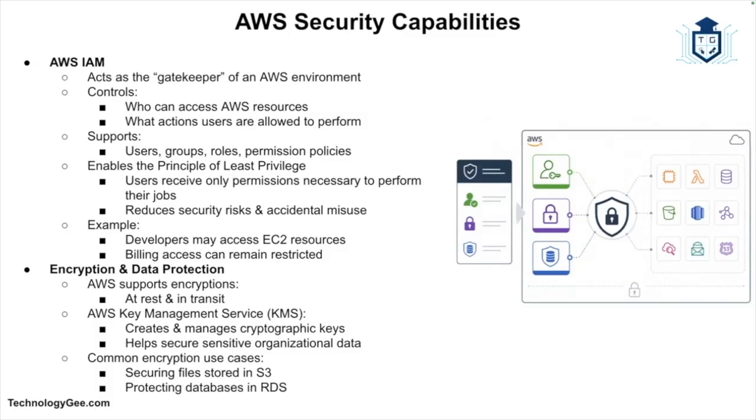Now, another major capability is encryption. And AWS allows you to encrypt data both at rest and in transit. And services like AWS Key Management Service can help you create and manage cryptographic keys. So whether you're storing files in S3 or running databases in RDS, encryption is often just a checkbox away, but understanding why and when to use it is what separates beginners from professionals.